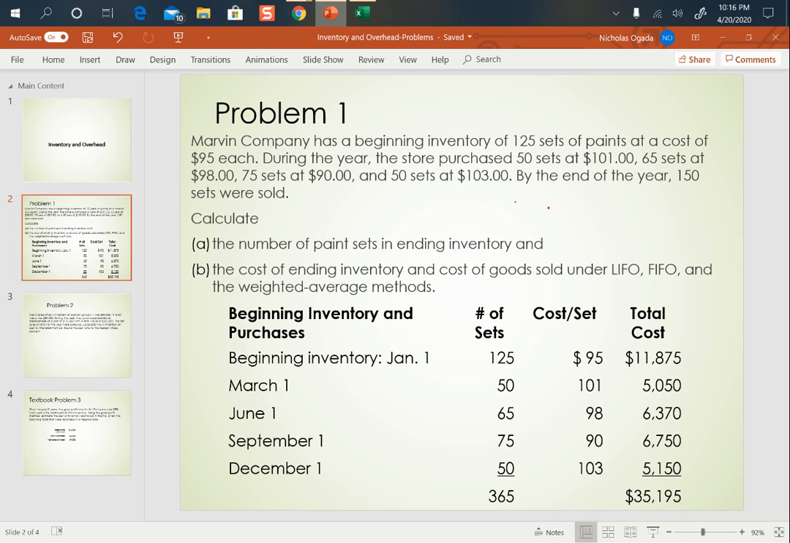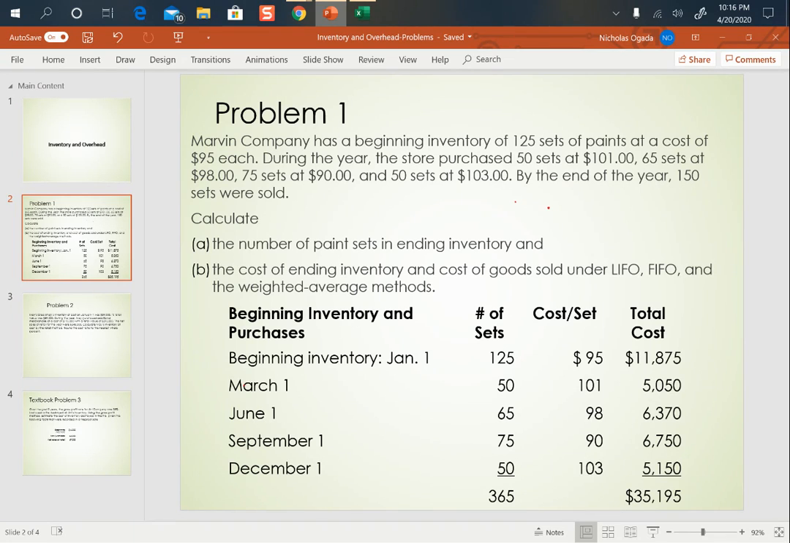Hello. Welcome to the last presentation on inventory and overhead. In this video, I want to focus on the third cost flow assumption, and that is the weighted average. I'm going to use the same example I used for the FIFO and LIFO methods, and I'm going to use it for the weighted average method.